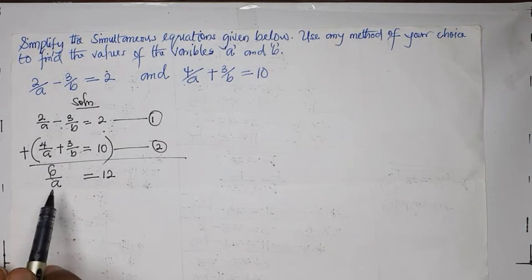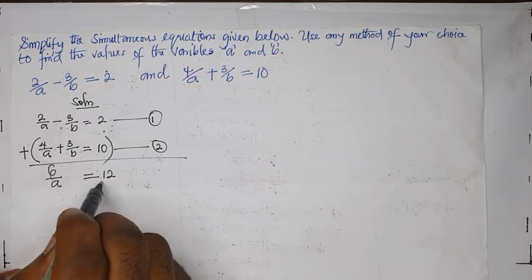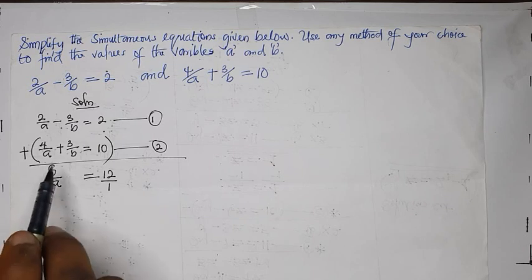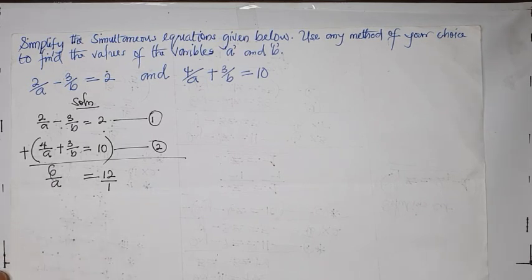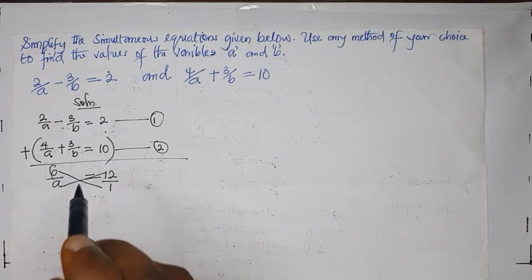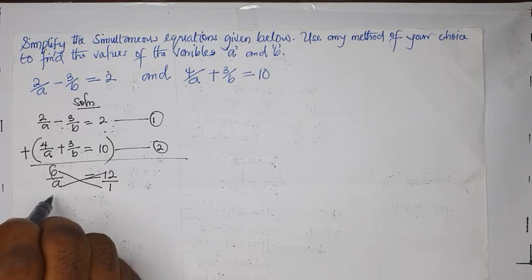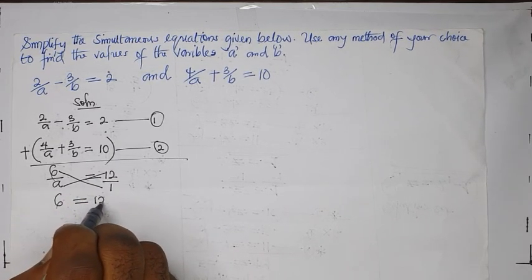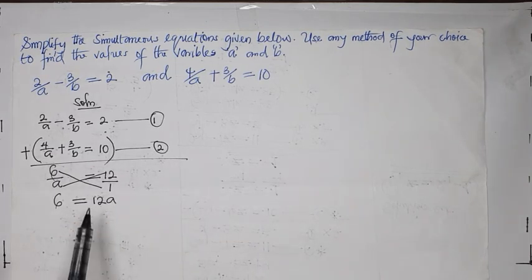Now, how do we get our answer for a? Remember I told you can actually write your constant with a 1 below it to make it look fractional the same way the first part appears. So since we have reached this level, what I want to do now is first to cross multiply. When I do that, 6 multiplies 1 to give me 6 is equal to a multiplies 12 to give me 12a.